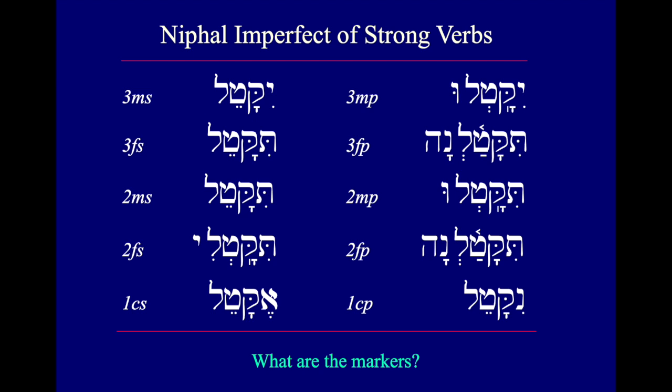Now, one thing you will notice is what happened to the nun. So you see your root, qatal, right? You see your particular endings. So for the third masculine plural, you see the u ending. For the feminine plurals, you see the na ending, right? Those are the same things you saw for the Qal imperfect. Now what you should be looking for is a nun stuck onto the front of your root, in between your preformative, your prefix, and your root. But you don't see it there.